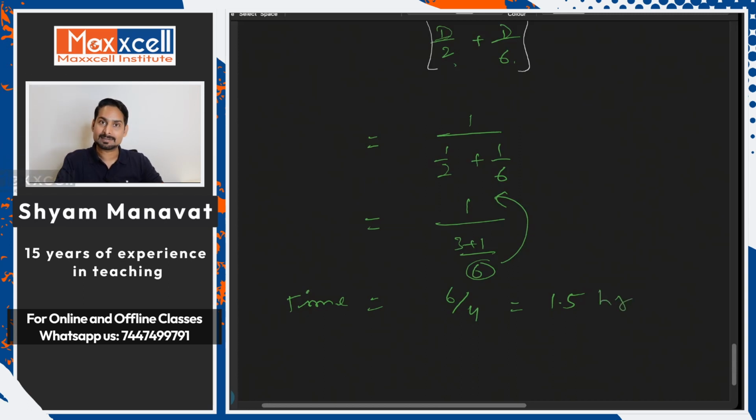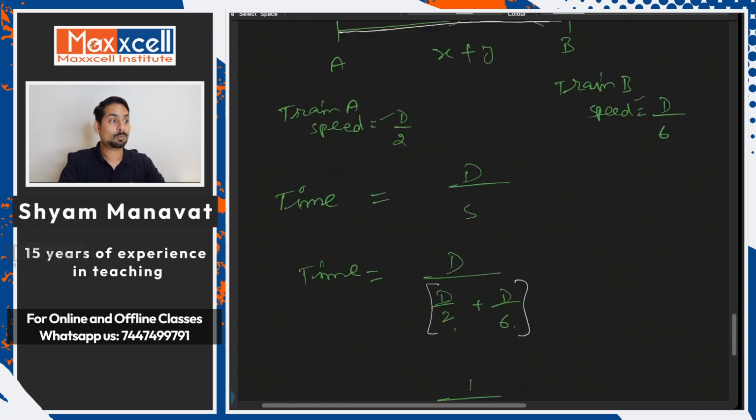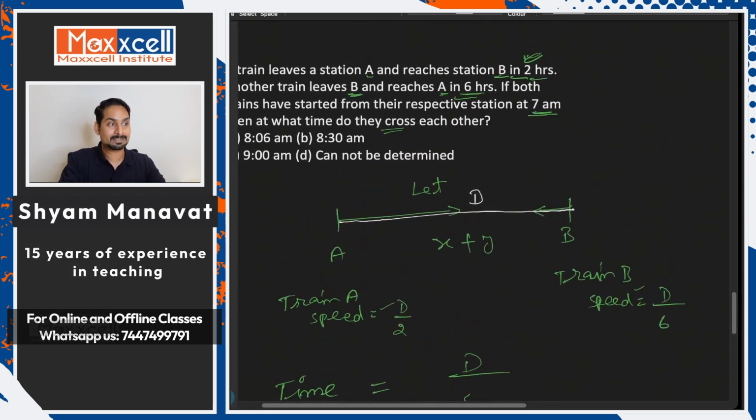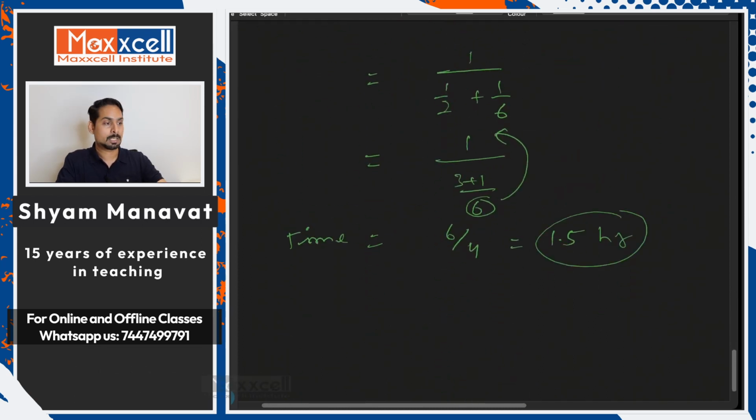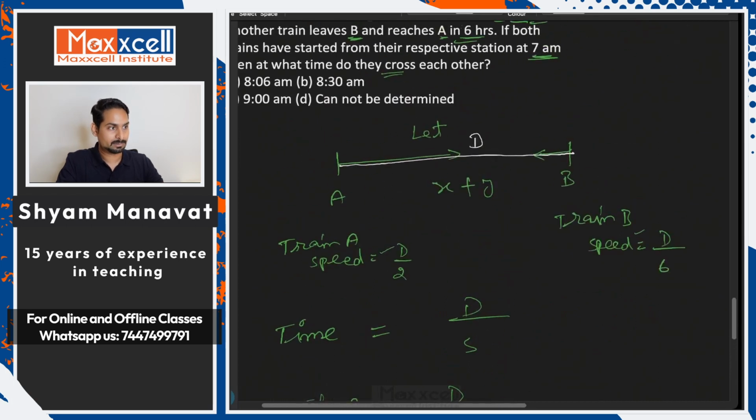Well, is this the answer? No. Question said at what time will they cross? If they start at 7 a.m. So here we'll say they will cross after 1.5 hours. So what is the time after 1.5 hours when they start from their place at 7 o'clock? So 7 plus 1.5 is what? 8.5, or in terms of time, I can say 8 hours, 30 minutes, right? 8:30 a.m. After 7 a.m., if you count 1.5 hours, it will be 8:30 a.m.